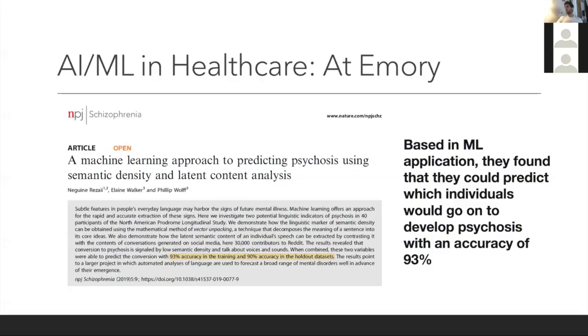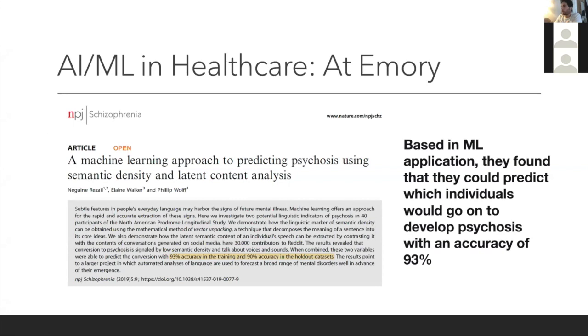And then I want to highlight some AI and ML applications in healthcare, and also show you guys that some are happening at Emory. As you can see from the title, this is a machine learning approach to predicting psychosis using semantic density and latent content analysis. And from our psychiatric modules and rotations, we learned that the onset of schizophrenia and other psychiatric disorders typically occurs around the early 20s with warning signs known as prodromal syndrome. And this usually happens around the 17, 18 range.